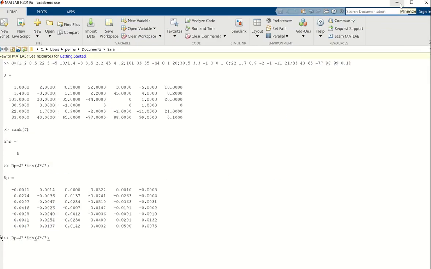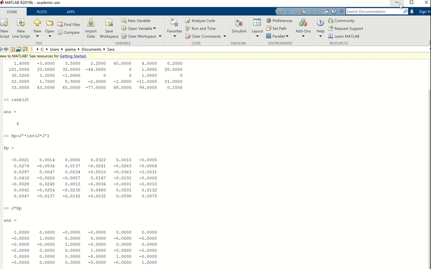So you have to take J and multiply from the right by the right pseudo inverse. Obviously it's going to be 6 by 6. 1, 2, 3, 4, 5, 6. 1, 2, 3, 4, 5, 6. Ones along the diagonal. There is no exception, guys.